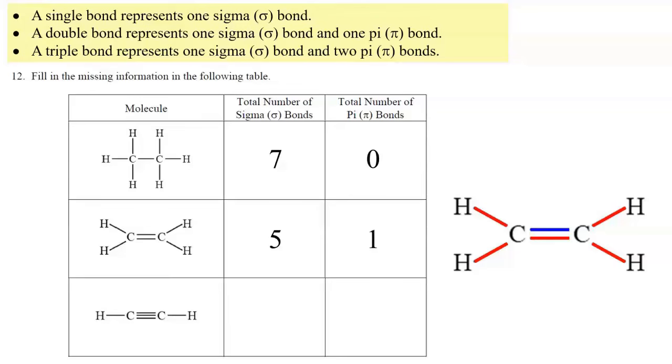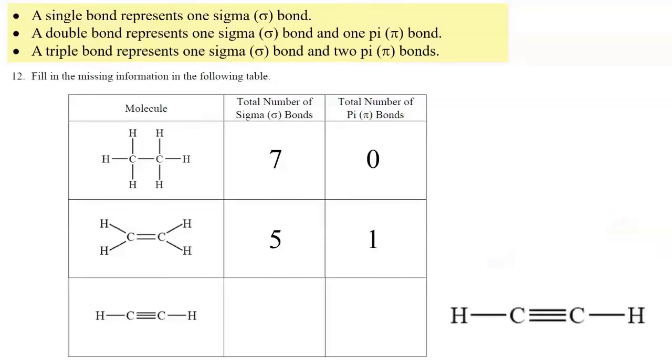Now, moving on to C2H2, that molecule has a triple bond, which again should contain 1 sigma and 2 pi bonds. Let's count the sigma bonds first. 1, 2, 3 sigma bonds, and then I see 1, 2 pi bonds. So this table now represents the correct number of sigma and pi bonds for each of these 3 molecules.